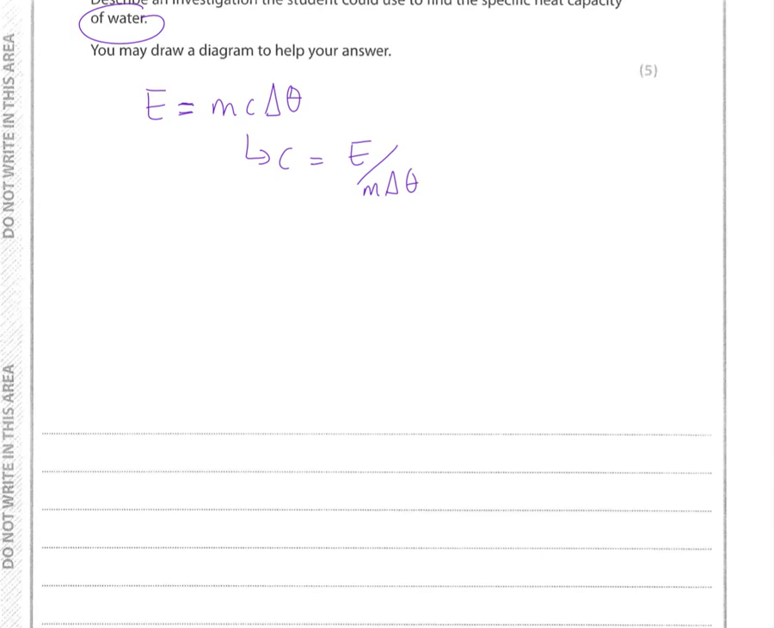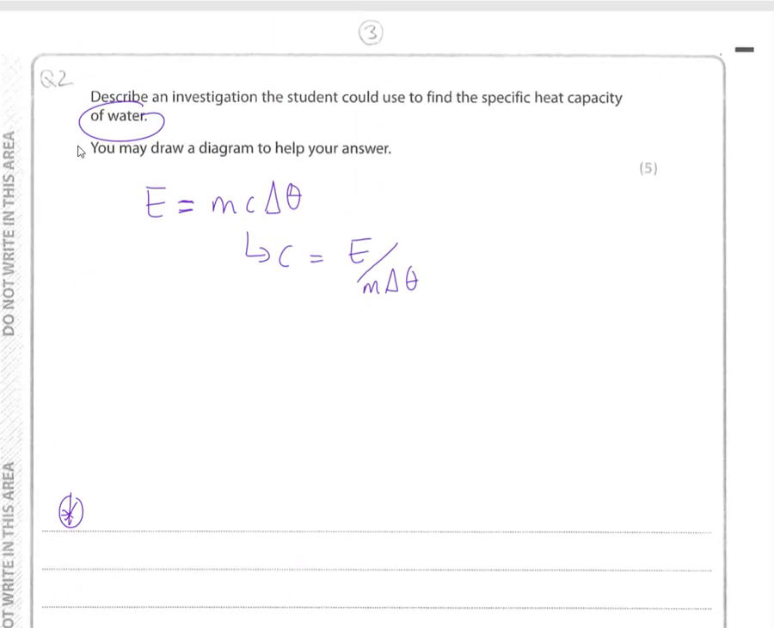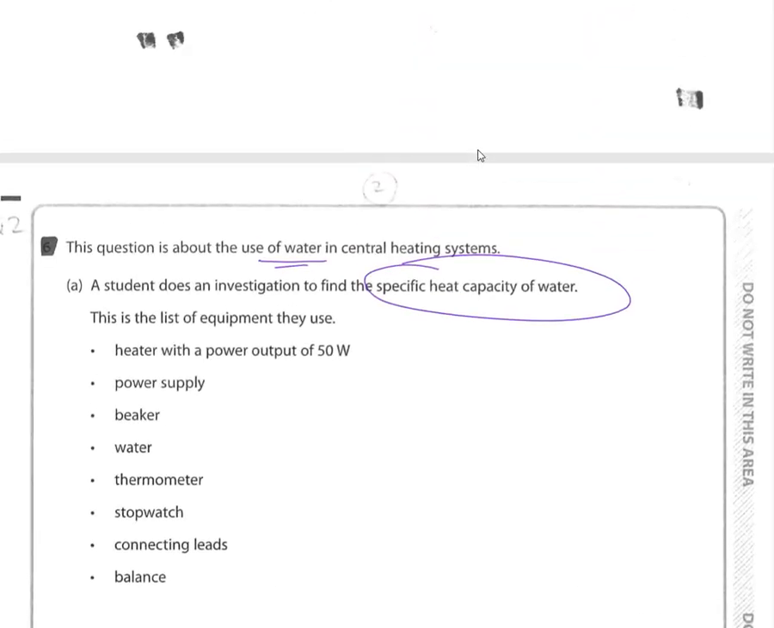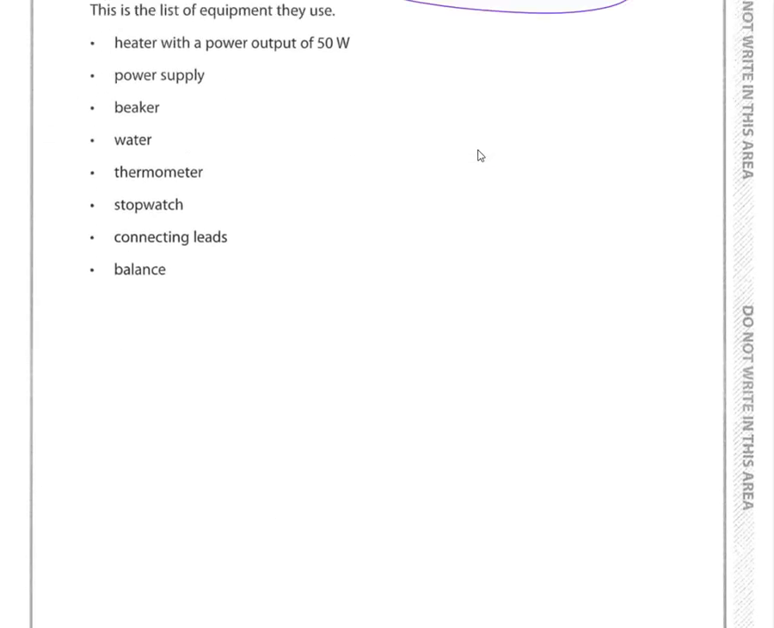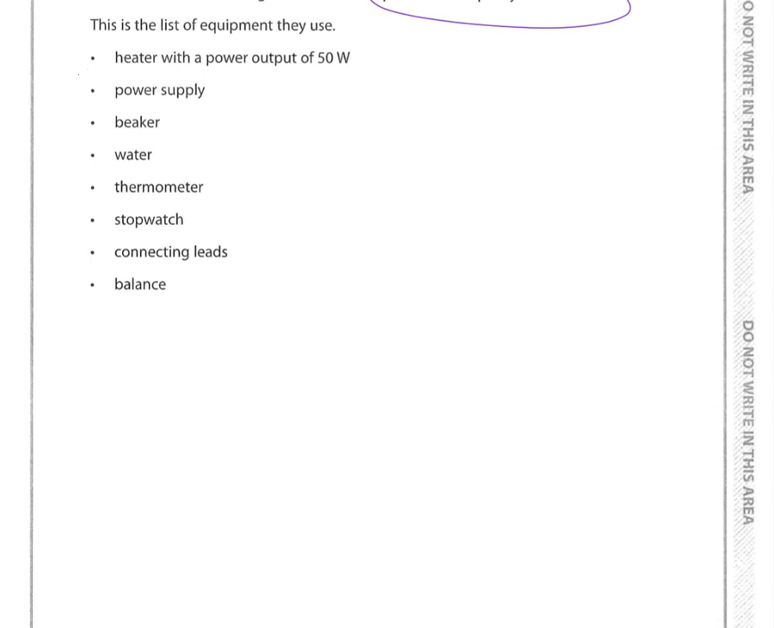Now, what do we need in this case? Let's take a look. The question says you may draw a diagram to help you answer. Describe, and to describe, we don't need to explain any details. So we've got these things here: the heater, power supply, beaker, water, thermometer, stopwatch. Okay, so these things. Alright, good.